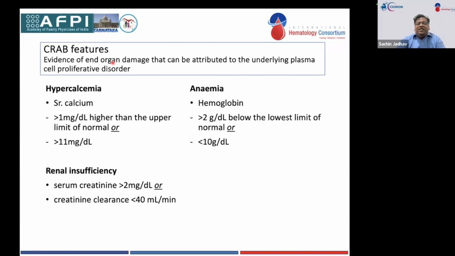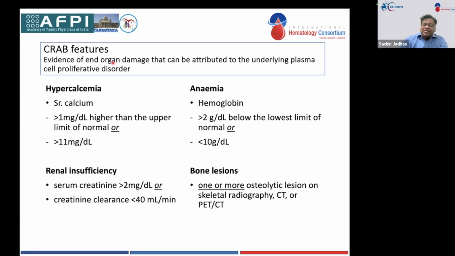And last, B in the CRAB. So calcium, renal insufficiency, anemia, and bone lesion. I just showed you the skeletal lesions, if there are one or more osteolytic lesions. So what I've told you until now is, when we want to diagnose or rule out multiple myeloma, we use these two parameters, myeloma defining event and CRAB features. Now, let me tell you how we combine these two.